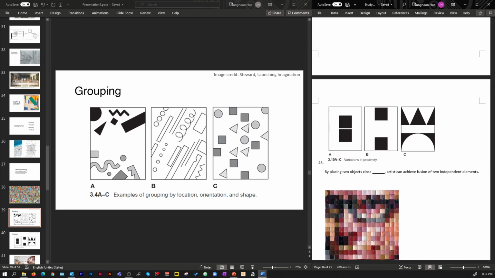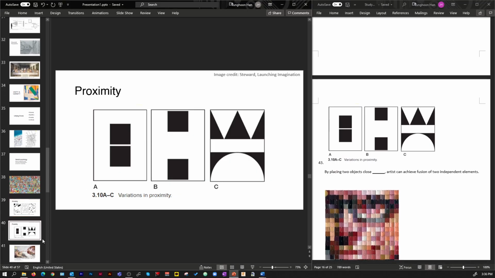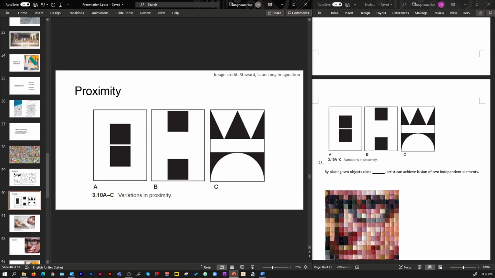Okay. Let's talk about proximity. By placing two objects in close proximity, artists can achieve fusion of two independent elements. If you take a look at example A, if you place these two independent elements close enough, it creates the sensation of fusion. Our mind looks at it as one element, so that would be close proximity.